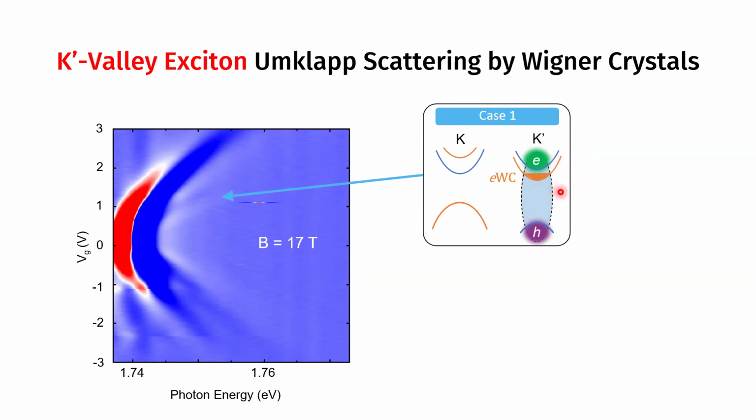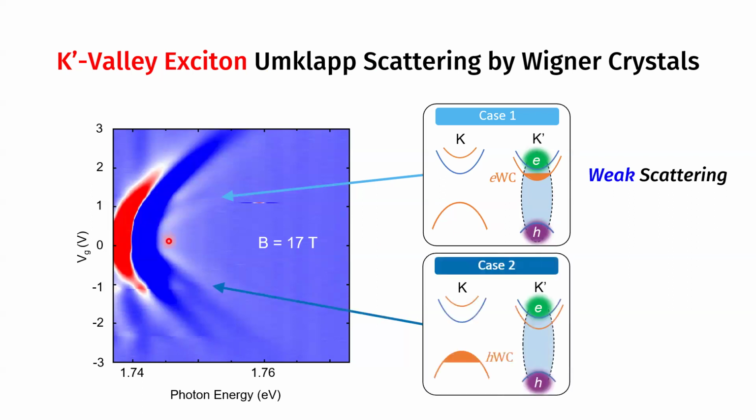So in this case, there is no phase-space overlap, which is why we see actually weak scattering in the plot here. And on the hole side of the K prime valley map, we have case 2, where we now have a Wigner crystal in the opposite valley of the K prime exciton. So once again, of course, there is little interaction here, so we have weak scattering strength in our map as well.